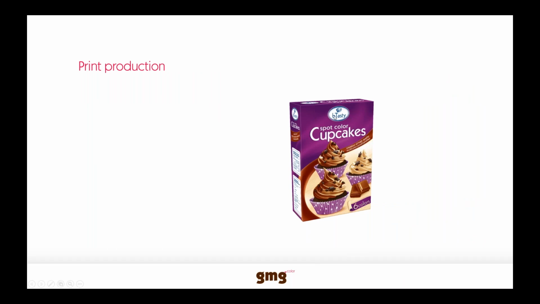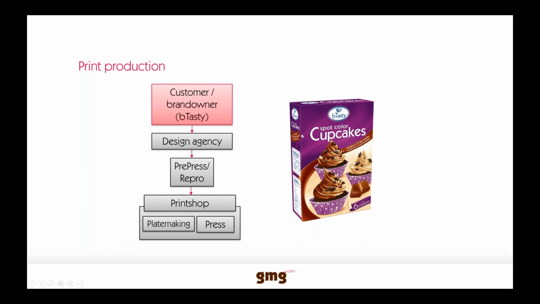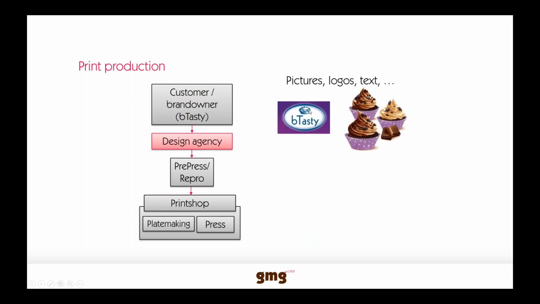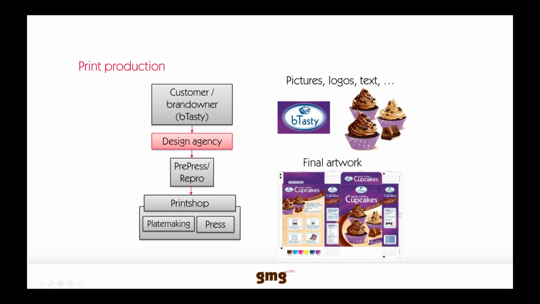If we say BTASY is the customer, he wants to produce now those folding cartons, those boxes. And of course, he hands over the design to an agency. Those agencies look for images, make photos, create logos and text elements, and so on, and build up the final artwork. So here we already have the different kinds of color channels. Maybe we also have some cutting lines here, different elements. And high-resolution images, this is all called the final artwork.